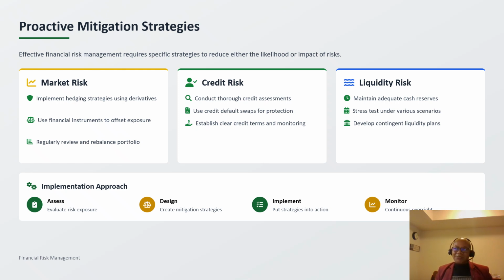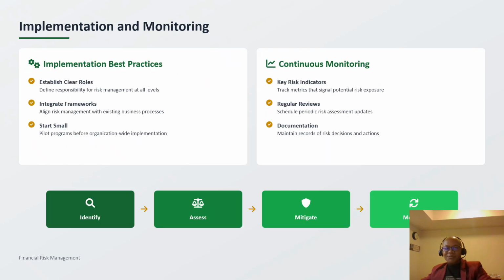Don't forget, we identify, we assess, we design, we implement, and we monitor. This is the best way to ensure continuous surveillance. We evaluate the risk exposure that we face. We create mitigation plans or strategies. We put those strategies in action, and we continuously monitor and review through the oversight function of leadership. Implementation is important as well as monitoring.